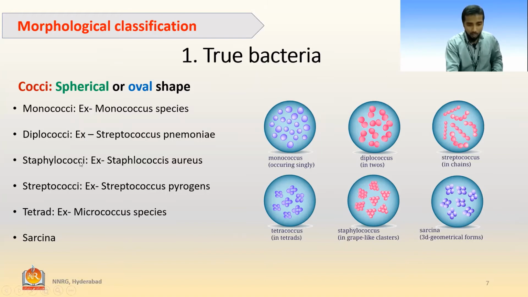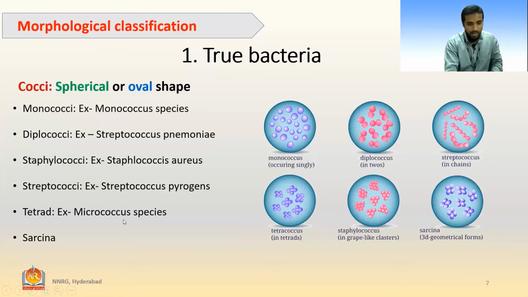And Staphylococcus. In Staphylococcus, it appears like grapes. When we see a bunch of grapes attached to one single branch, how does it look? Similarly, bacterial cells will be attached one after the other, such that it looks like a bunch of grapes. Here is the image of Staphylococcus in grape-like clusters.